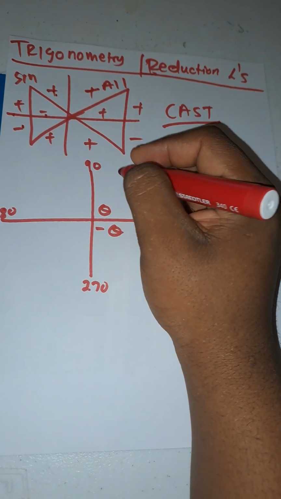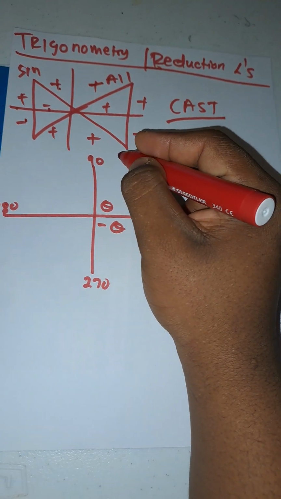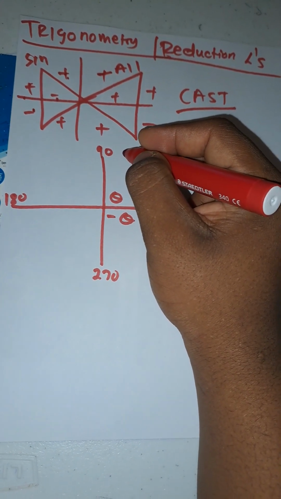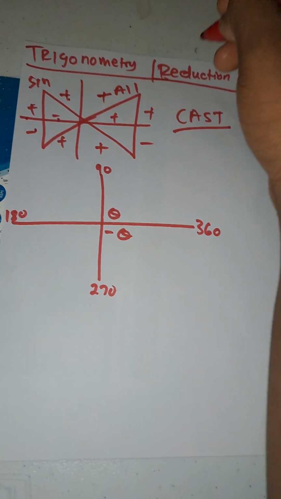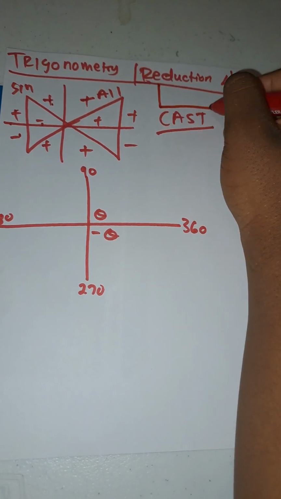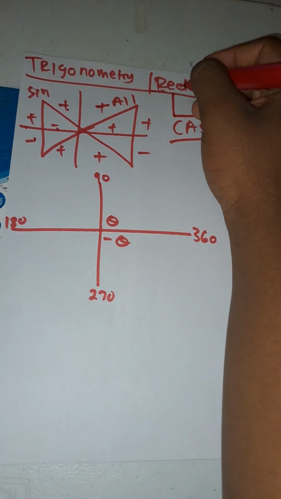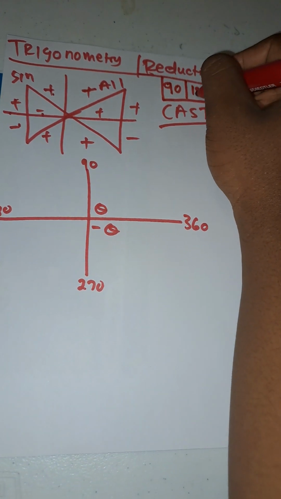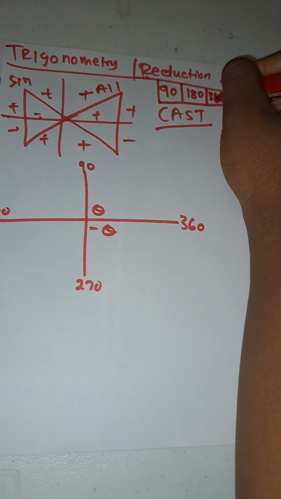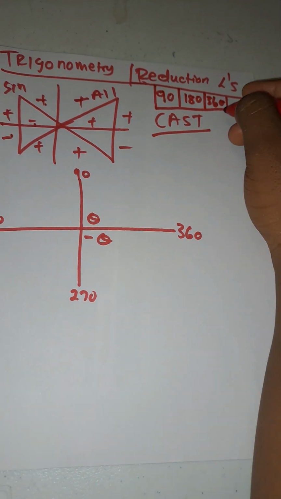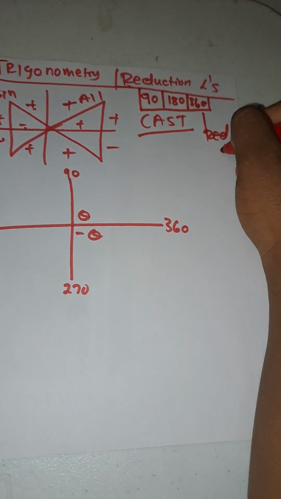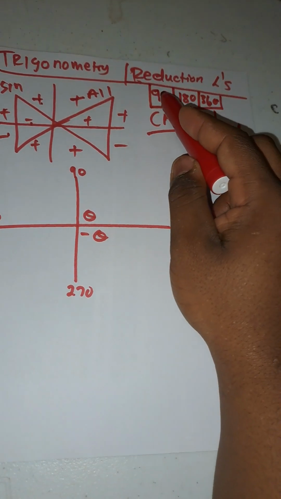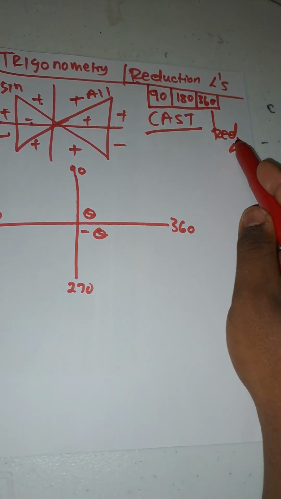I have my reduction angles. Before everything I want to show you, we use these angles to reduce certain angles: we use 90, 180 and 360. These are your reduction angles.